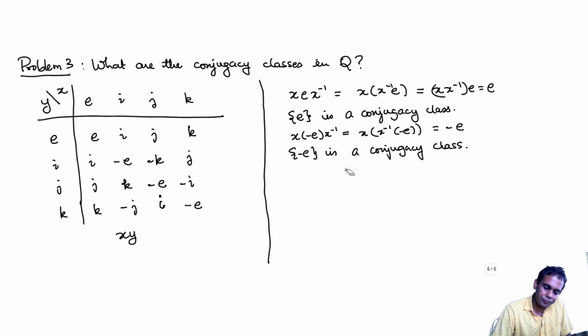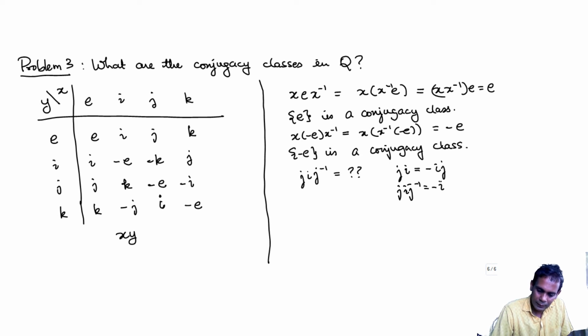So let's look at j inverse. It is equal to what? Okay, so for this it's convenient to use the following identity, which we can observe from this table. ji is equal to minus ij, and then you multiply both sides by the matrix j inverse, you get j inverse is equal to minus j. So j inverse is equal to minus j. So certainly minus i is in the conjugacy class of j. What about j inverse?